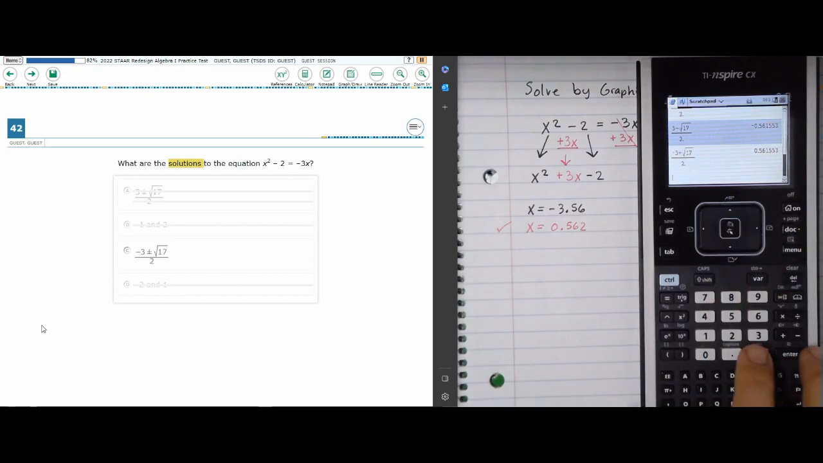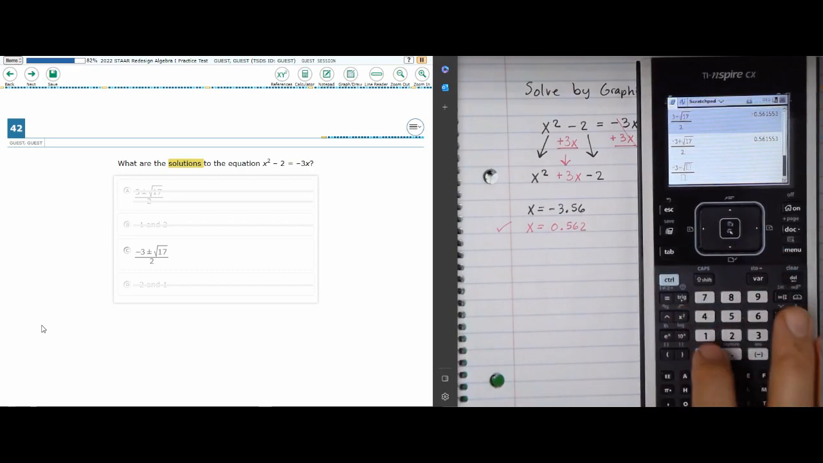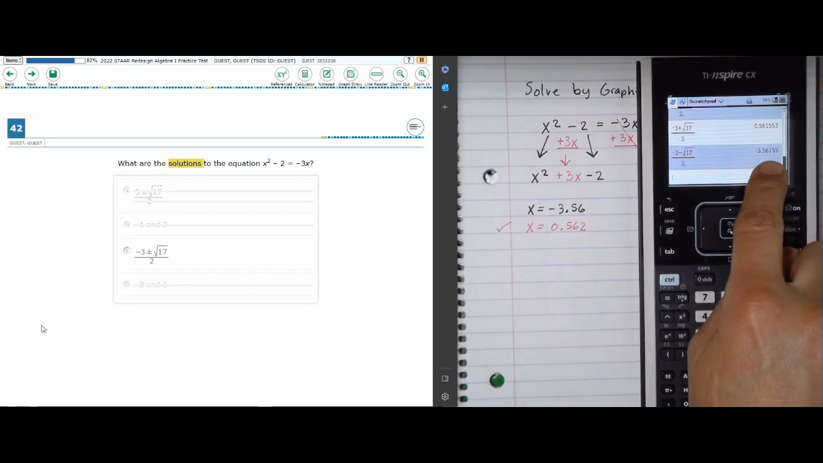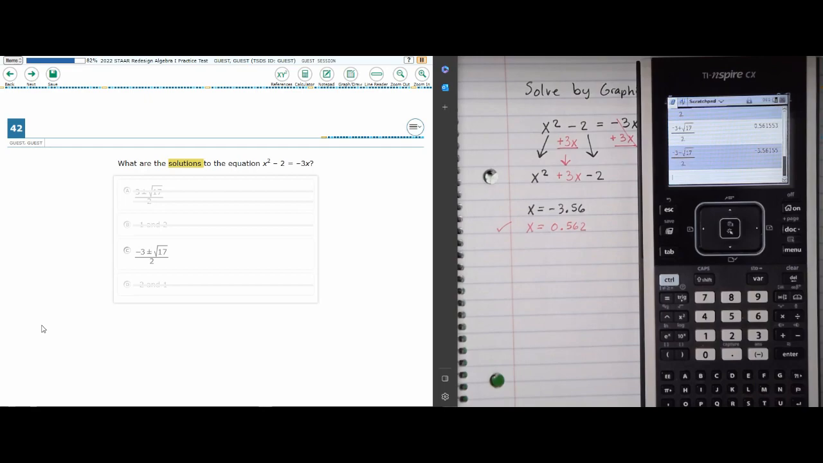So now we're going to go ahead and put it in again. We have negative 3, and this time we're going to do minus the square root of 17 over 2, put a decimal, and notice it gives me negative 3.56. So that is it. So C is the correct answer.